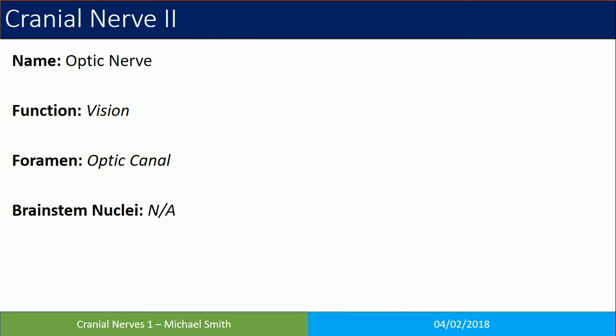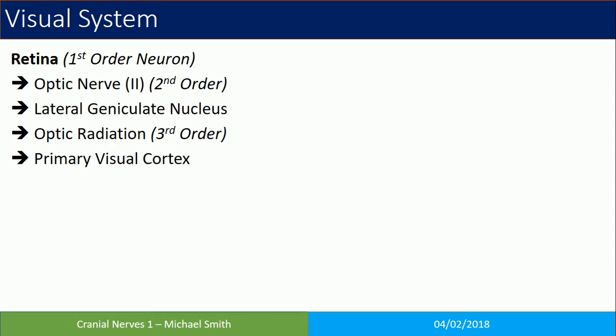Next we have our optic nerve, which is our cranial nerve 2, and this has the function of vision and passes through our optic canal. So our visual system first comes back from our retina, and this then synapses with our optic nerve. Our optic nerve then travels back to our lateral geniculate nucleus of our thalamus, where it then synapses again to our third order neurons, which travel in our optic radiation back to our primary visual cortex, which sits at the back of our occipital lobe.